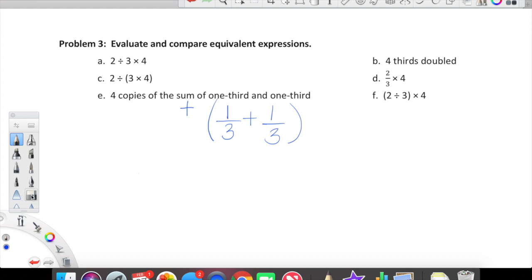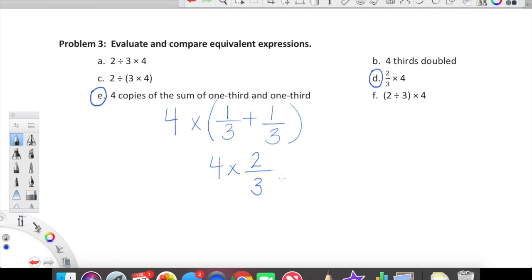Okay. Let me erase that so that's not confusing. And then 4 copies of means that we're going to multiply that by 4. So we've got 4 times the sum of 1/3 and 1/3. I'm seeing 2/3 over here, so I'm going to go ahead and just evaluate that because it's so simple to add 1/3 and 1/3. So what we're actually looking at here, you guys, is 4 times 2/3. Interesting. So I'm noticing that E and D are the same expression. I'm going to circle those in blue.